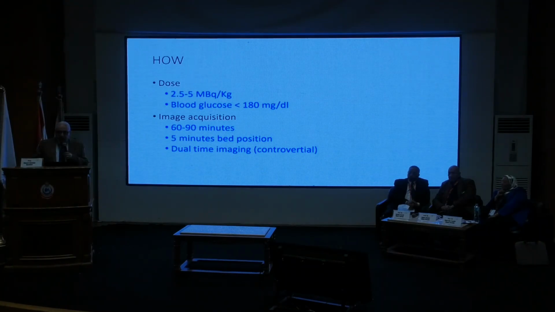Injected doses: the usual injected dose for a normal FDG PET-CT study, blood glucose should be less than 180. We image the patient from 60 to 90 minutes after injection of FDG. We need at least 5 minutes bed position for the heart to have a good quality image. Some people suggested that we can do dual time imaging to increase sensitivity, but again, this is controversial. Some people say it can lead to increase in sensitivity, and some other studies said it's not important and should not be used.